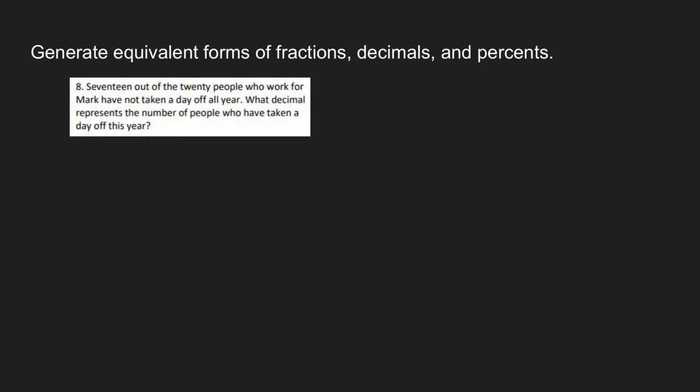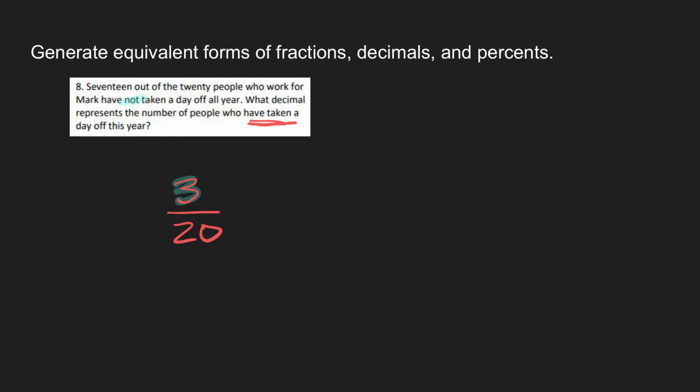17 out of 20 people who work at Mark have not taken a day off all year. What decimal represents the number of people who have taken a day off this year? So be careful, because it says not taken up here. So what I would do, the total's 20 and the 17, so that means 3. 3, that looks cool. 3 out of 20 have taken a day off.